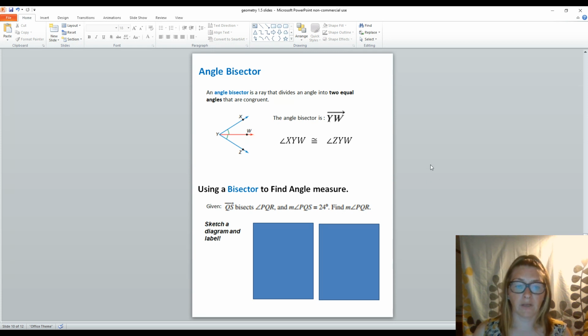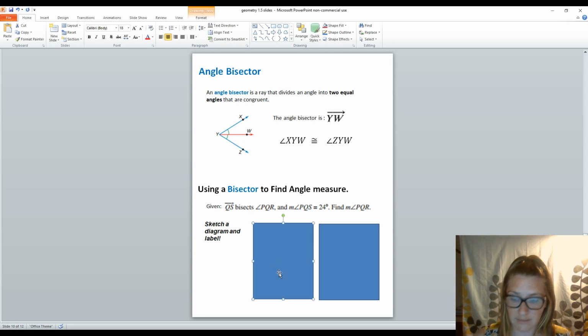All right, so try this one on your own, using a bisector to find the angle measure. It says given QS bisects PQR, and the measure of PQS equals 24 degrees. Find the measure of PQR. It's a lot of information, so a diagram is important. So I want to start off with just the diagram. So pause your screen for a moment and then see what the diagram looks like while you make yours.